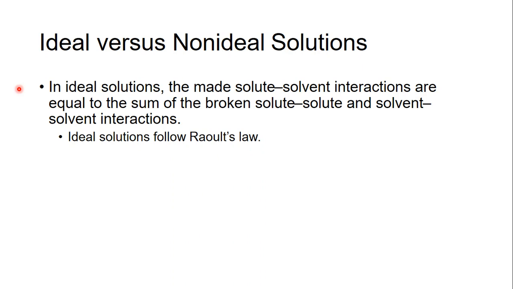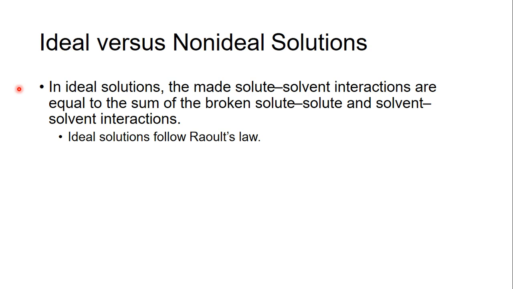In this video, we're going to continue our talk on colligative properties, and we're going to begin with the idea of ideal and non-ideal solutions. In the previous two videos, we used Raoult's law to determine vapor pressures of solutions. However, that's only for ideal solutions, and in the world, no solution is really ideal.